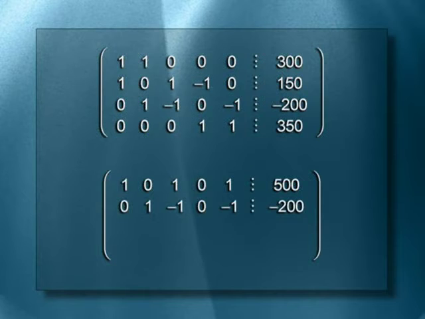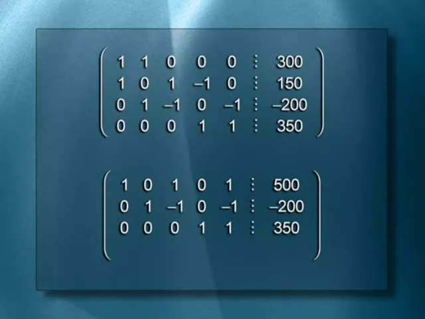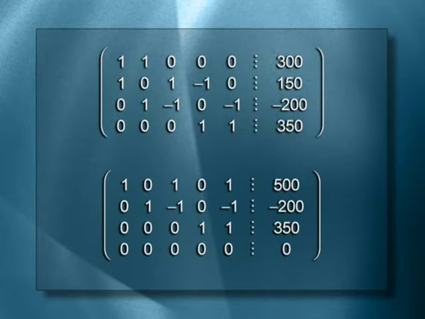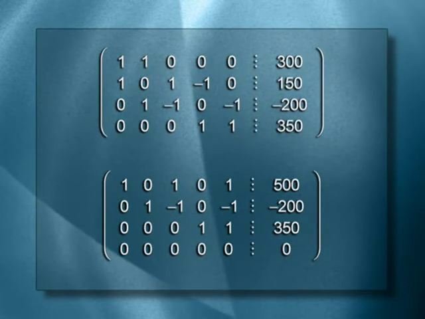Then it's 0, 1, minus 1, 0, minus 1, and the right-hand side is minus 200. 0, 0, 0, 1, 1, and that's 350. And it's kind of amazing. The fourth row is all zeros. So one of the equations kind of disappears, and we're left with just 3 equations.